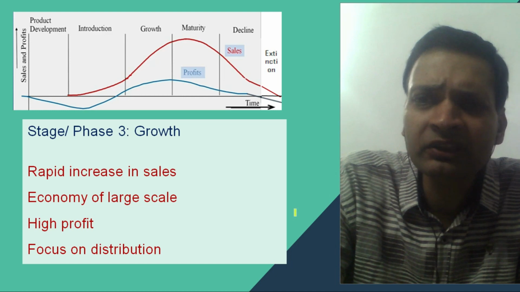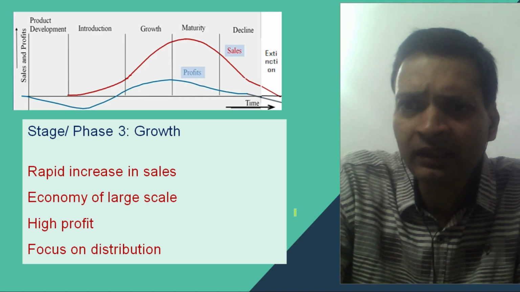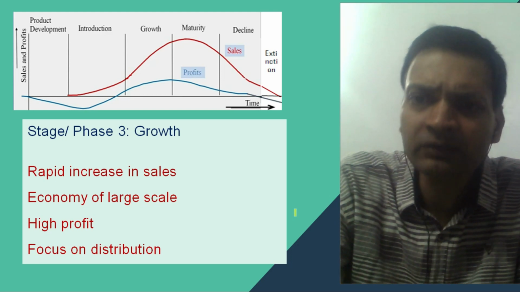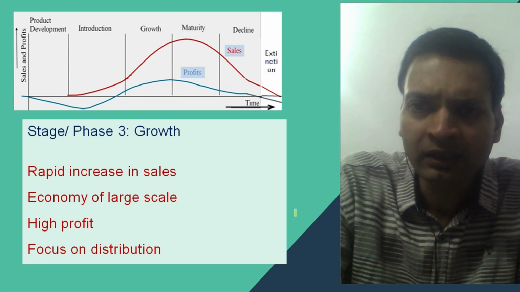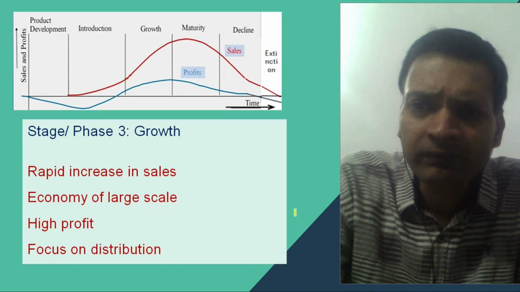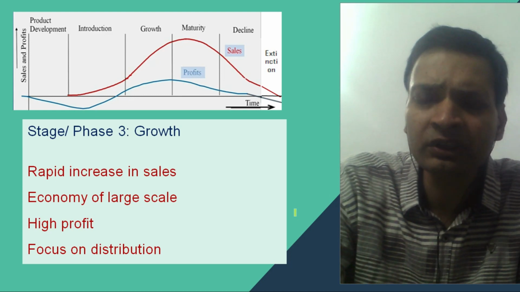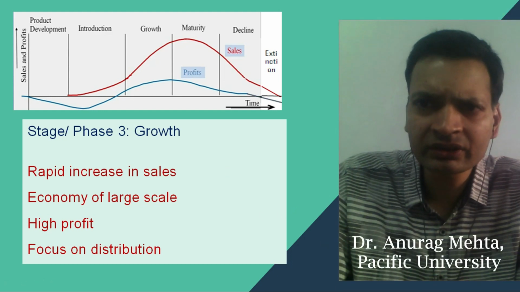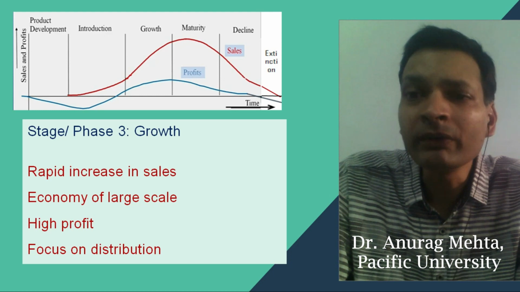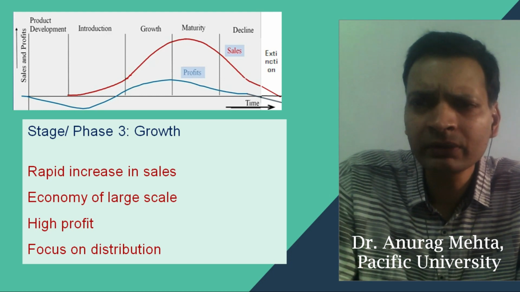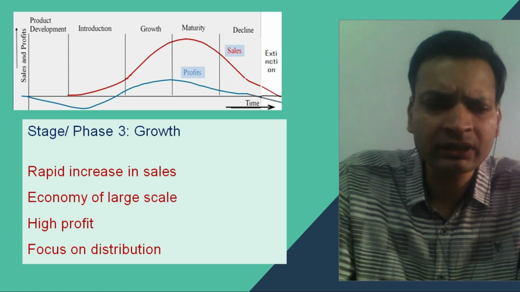concentrate on the distribution rather than on promotion, because the sale is there, because the demand is there. It needs to be catered, it needs to be fulfilled. So the distribution channel should be strengthened during this period. Air conditioners, LED TVs, COVID vaccines, SUVs, these are very good examples of the growth stage of the product life cycle.